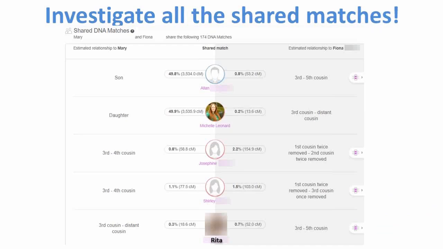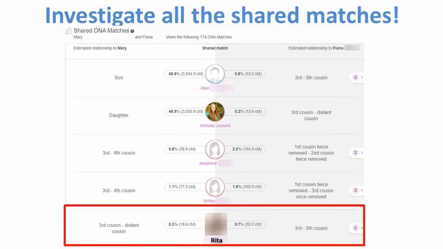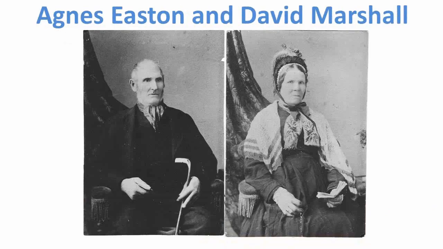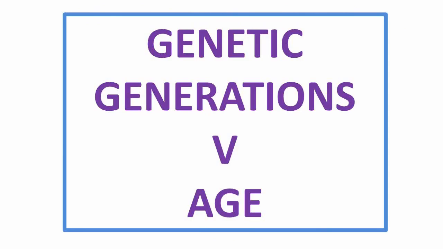But if I just scrolled a bit further down that shared match list, I could have spotted that myself, because there's our old friend Rita, who we've looked at before, and she's sharing a nice 52 centimorgans with Fiona. So Rita also descends from Agnes Easton, as we found out earlier. By seeing that, I would have had a good clue that it was the Agnes Easton line I should have been looking at. And all of this led me to some fantastic photographs of Agnes, born in 1812, and her husband, David Marshall. These are the gems that you can add to enhance your family tree from working on your DNA matches. So genetic generations versus age.